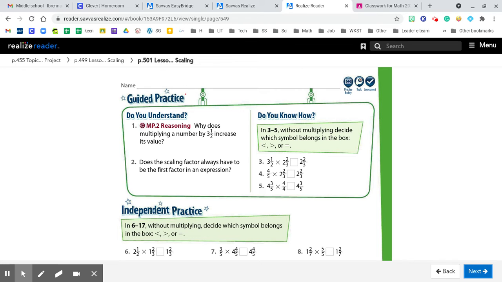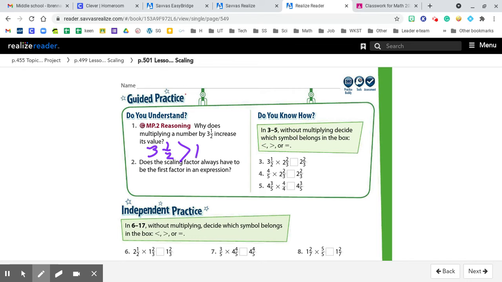Why does multiplying a number by 3.5 increase its value? Well, when you're multiplying any number by 3.5, 3.5 is larger than 1, so it's going to increase your value. Triple it by 3.5 times.